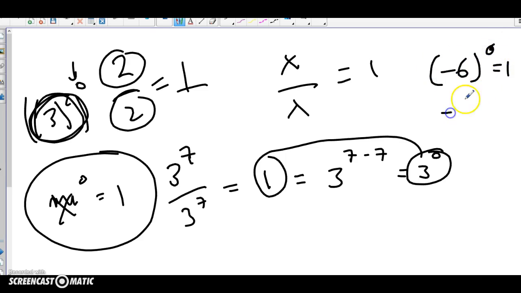But let's be careful here. This is not that question. This is the negative of 6 to the 0, like we talked about last video. So it's the negative of 1, which is negative 1. All right, so that's the first rule.